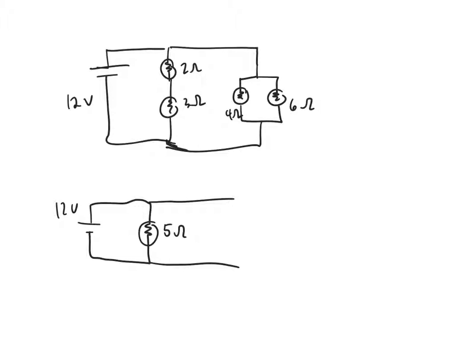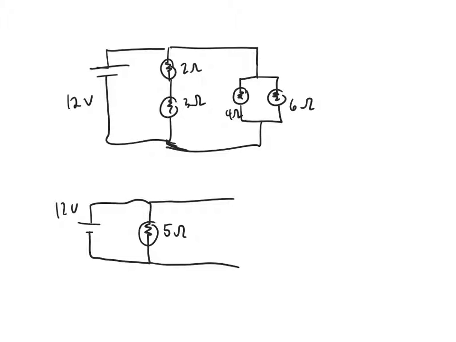Because it's series, I can simply sum them together. 3 plus 2 gives me 5. I can do that because it's in series. Now, here's the question though. Yes, there is a branching here, but there's another branching here. So how are these 2 arranged?